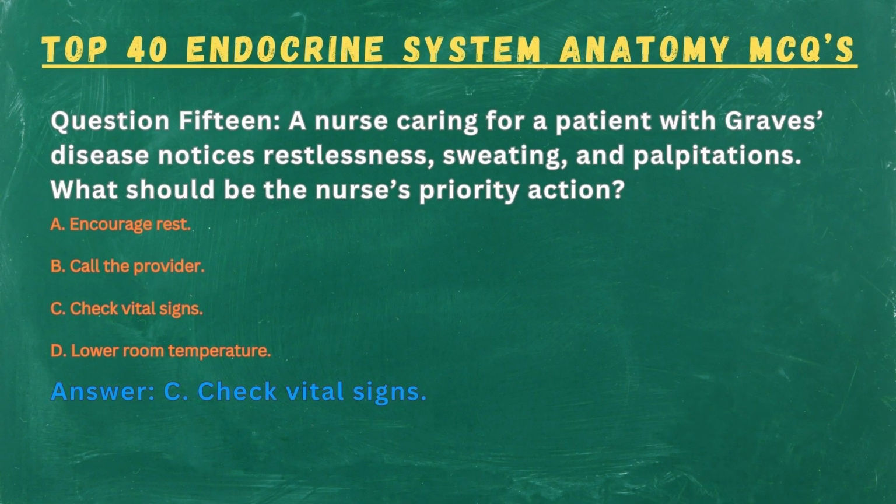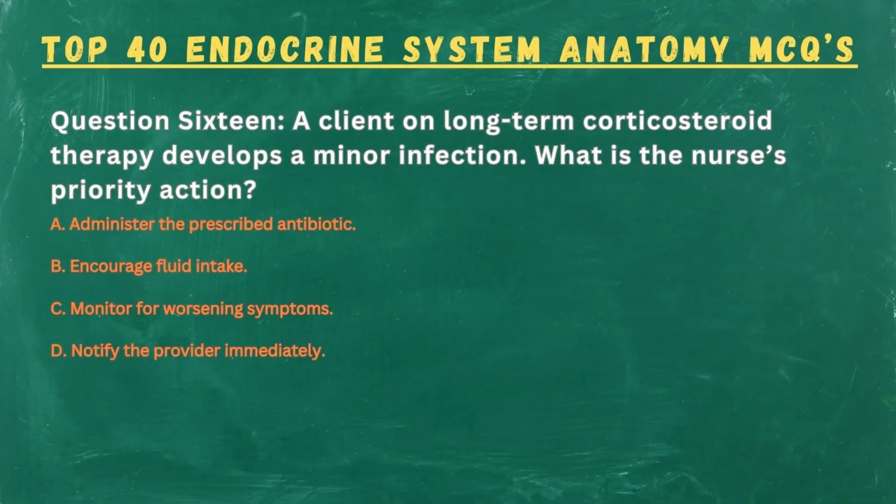Answer: C. Check vital signs. Question 16. A client on long-term corticosteroid therapy develops a minor infection. What is the nurse's priority action? A. Administer the prescribed antibiotic. B. Encourage fluid intake. C. Monitor for worsening symptoms. D. Notify the provider immediately.